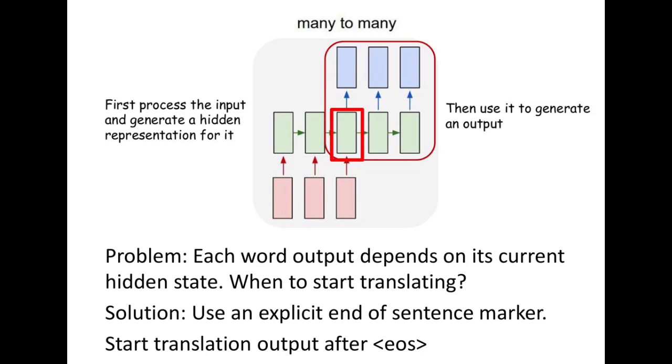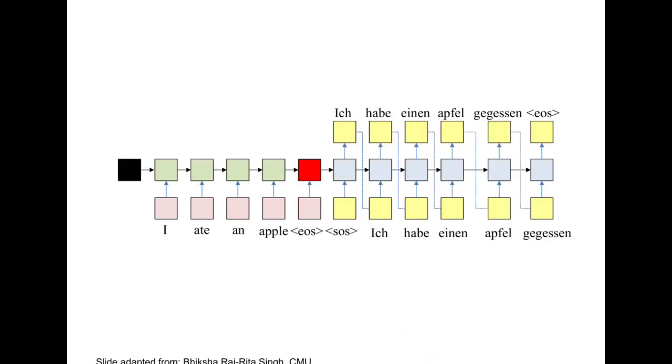So maybe we introduce a special marker called the end of the sentence, or the period marker, the full stop. Only when the input sentence finishes do we start outputting. So for I ate an apple, there will be an end of sentence marker, and the moment this marker comes, you start outputting from here onwards. This is what is called a conventional encoder-decoder architecture.